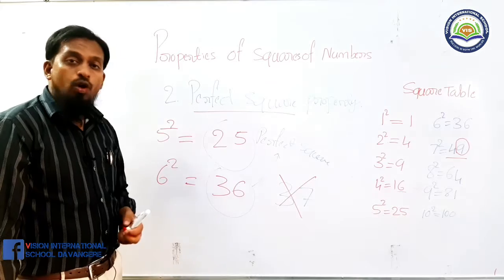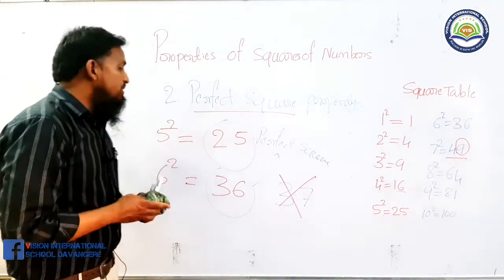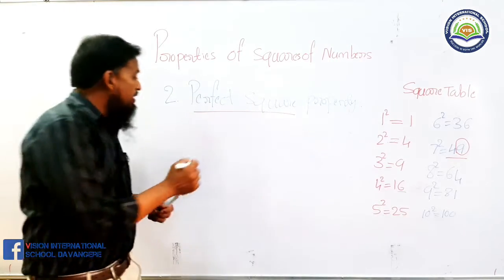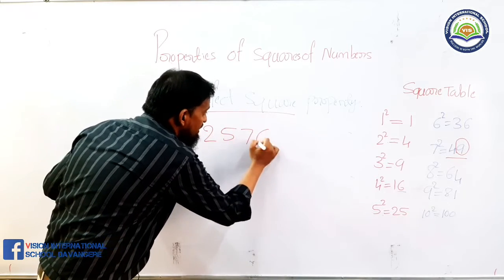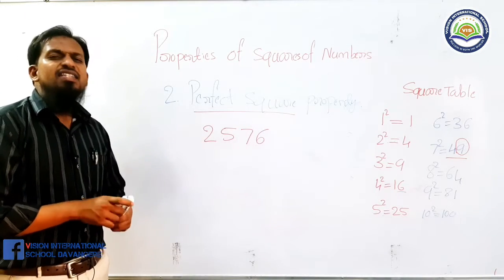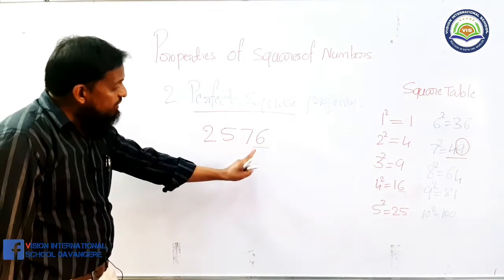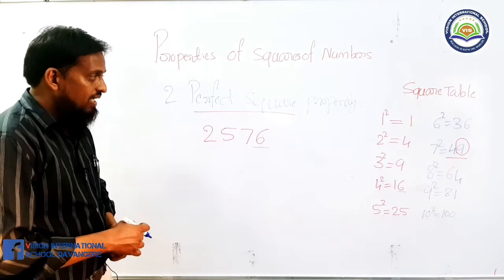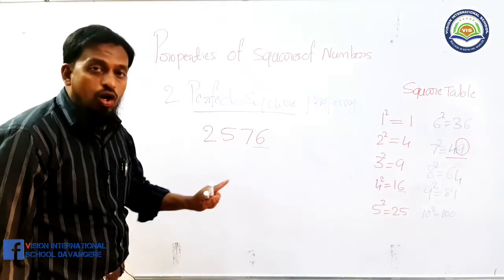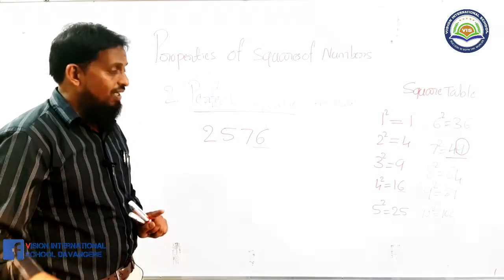Now, as they are giving smaller numbers, we identified which is a perfect square and which is not. If suppose they give us a bigger number, how to identify whether the given number is a perfect square or not? They gave the number 2576. Is this number a perfect square or not? Then what to do? The easiest way is to again go by the unit digit. If this unit digit is one among the unit digits of the squares of numbers, then it's a perfect square. If this unit digit is not one among the unit digits of the squares of numbers, then it is not a perfect square.